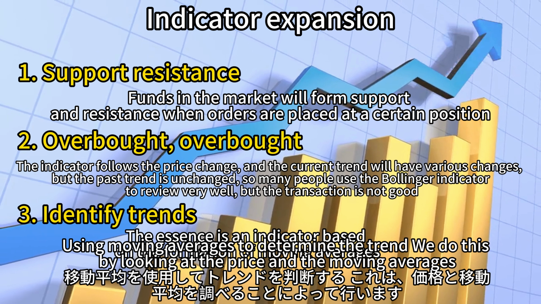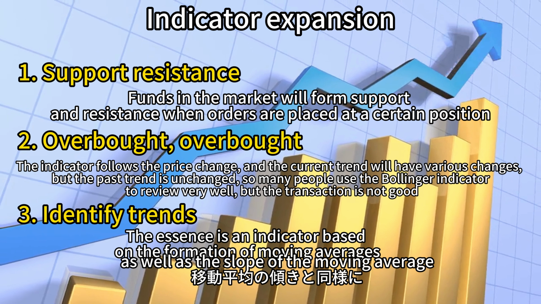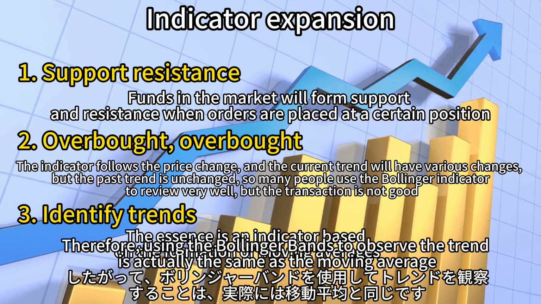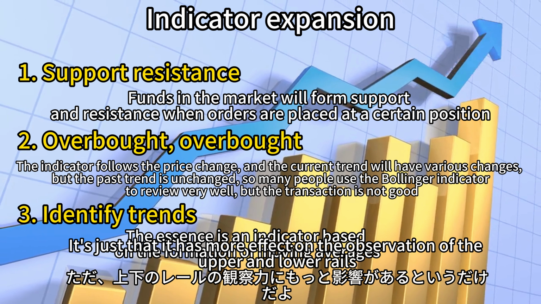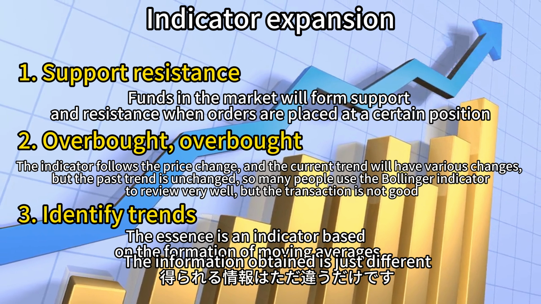Using moving averages to determine the trend, we do this by looking at the price and the moving averages, as well as the slope of the moving average. Therefore, using the Bollinger Bands to observe the trend is actually the same as the moving average. It's just that it has more effect on the observation of the upper and lower rails. The information obtained is just different.